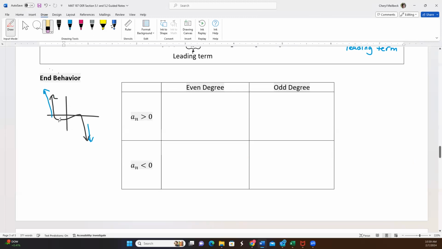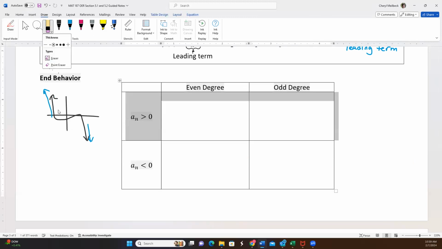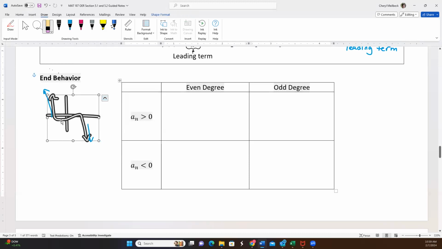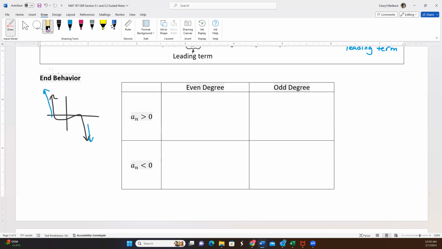The end behavior is not what happens in the middle. It's what happens on the end as x approaches positive infinity and negative infinity.